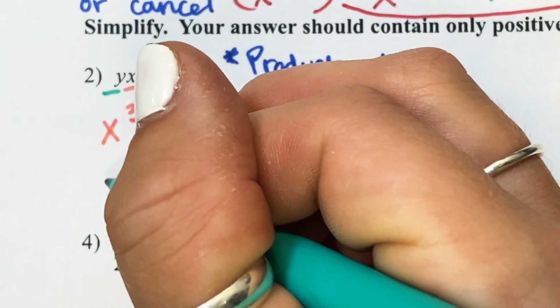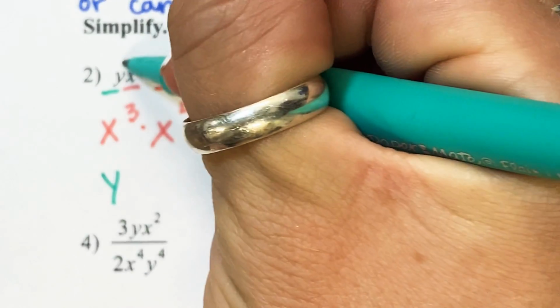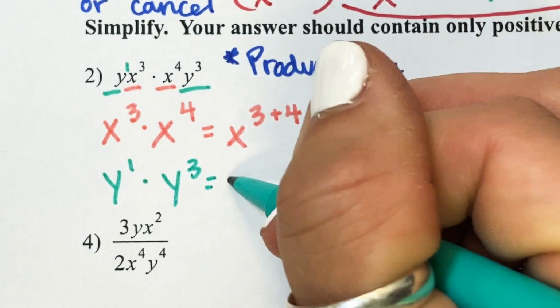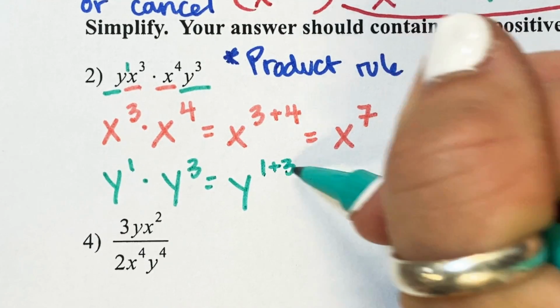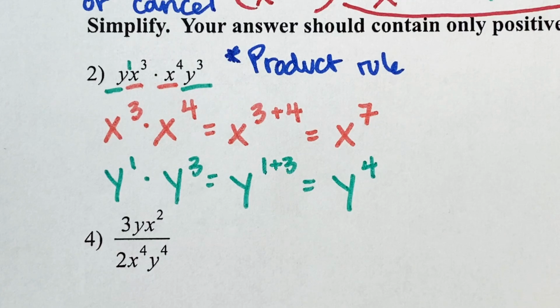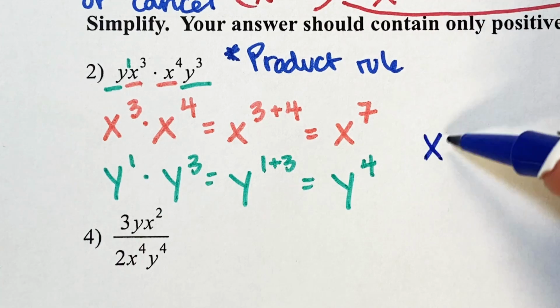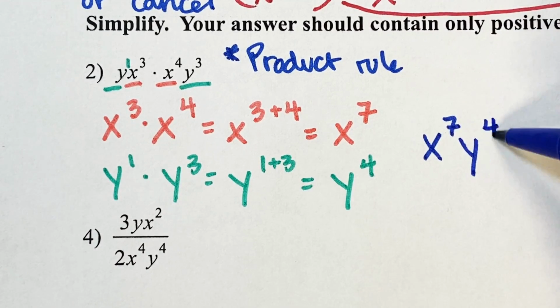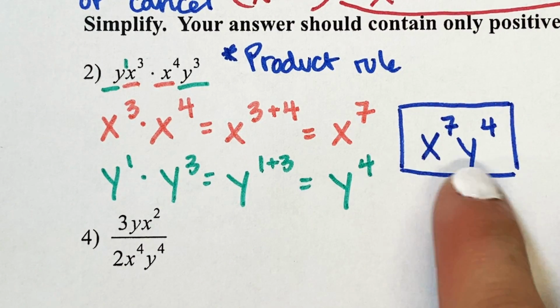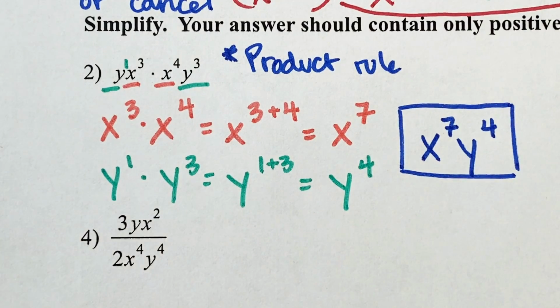Now let's take our y's. So we have 1y, that's power of 1. It's being multiplied by 3 more y's, meaning we are going to add them, 1 plus 3. What will we get for our y's? Great job, that's going to be to the power of 4. Now just to write your final answer, you just put them together. X to the 7th power, y to the 4th power. We know we're done because I only see one of each base. There's one x, there's one y. It is simplified. Good job, you guys.